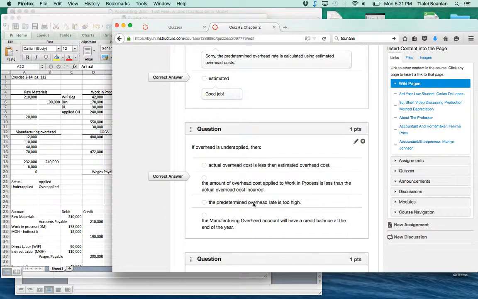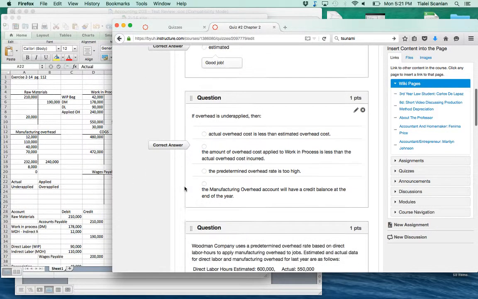Predetermined overhead rate is too high. That's incorrect as well, right? Because it was too low, that's why it was underapplied. The manufacturing overhead account will have a credit balance. If it has a credit balance, it will also be overapplied.